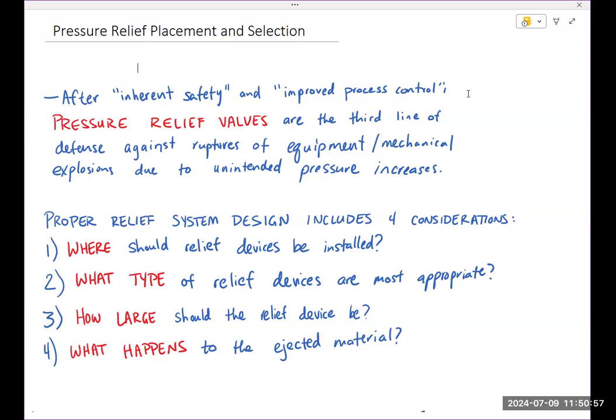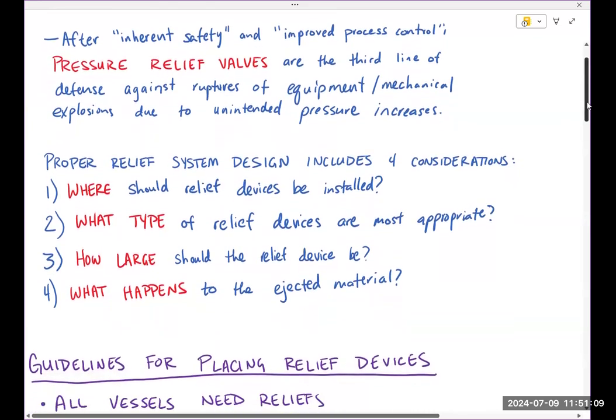Are we going to contain that somehow? Are we going to scrub it? Are we going to flare it? We shouldn't just say, oh, the pressure's relieved and therefore there is no problem. So let's go through these various types of questions.